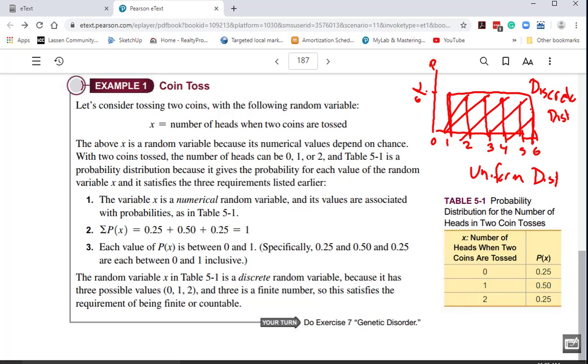And continuous means that notice I'm not lifting my pen up to get to the next point. Only here I had to stop, start, stop, start, stop, start. This one is a continuous uniform distribution. The other one was an example of a discrete uniform distribution. The bell curve is continuous.